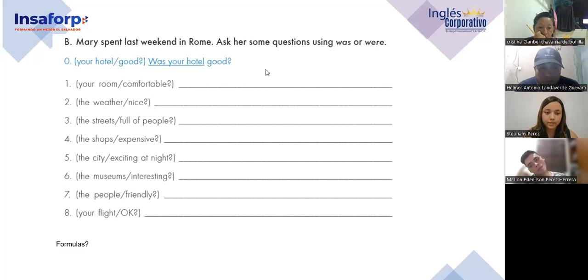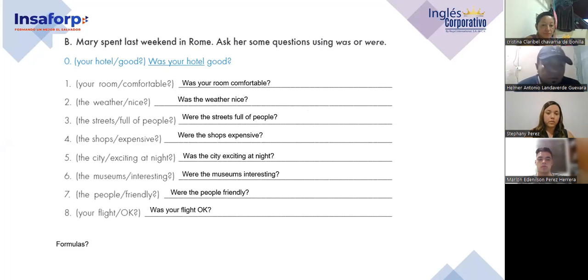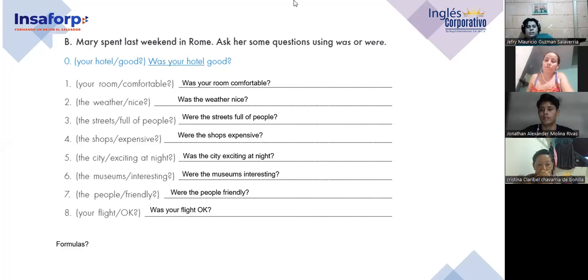Look, interesting. So do I have a formula? ¿Cuál sería la fórmula? El patrón que debo de seguir. How do I make a question with the simple past, including the verb to be? Verb plus subject. We have the verb to be at the beginning. ¿Qué le sigue? Escribámosla. Verb to be at the beginning. ¿Qué sería, was or were?